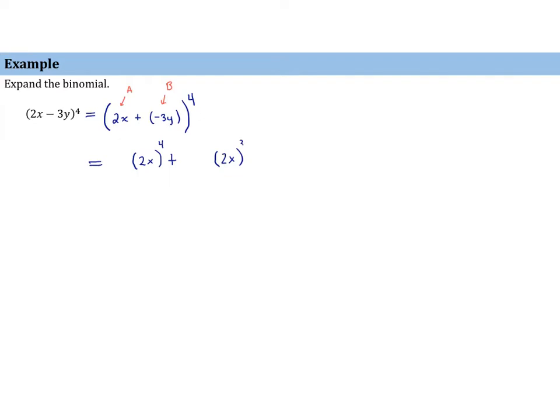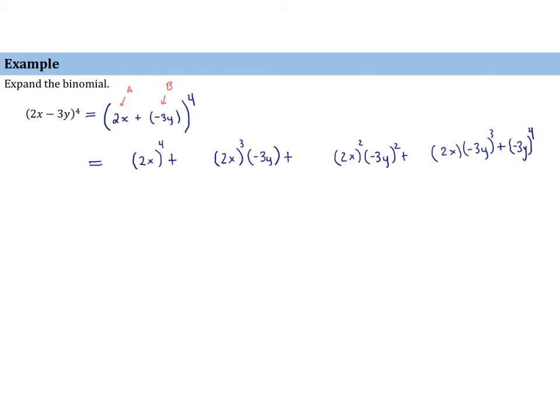2x will now go down in power, but now negative 3y, our b, arrives on the scene, and it's on the first power. Plus, leave some space for the coefficient, 2x, now squared, negative 3y squared, plus, lower the power, raise the power, and then we have finally negative 3y to the fourth power.